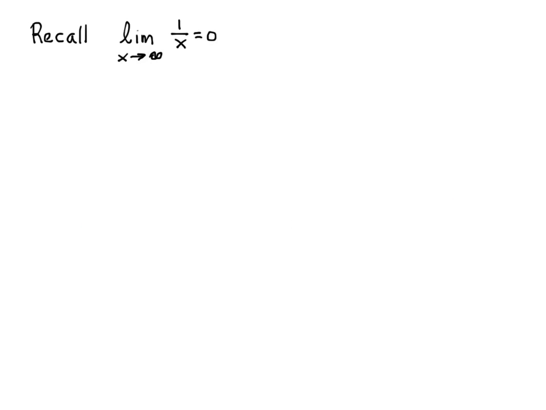Okay, so let's remember that as x goes to infinity, 1 over x equals 0. And in general, anytime we have 1 over x to the nth, the limit of that also goes to 0. And that comes from that property. Remember that when we have a limit going to a value, if we take it to an exponent, we'll have that limit value to an exponent. So we have 0 to the nth power, which remains 0.